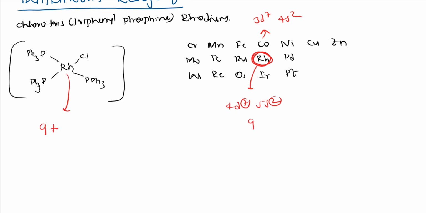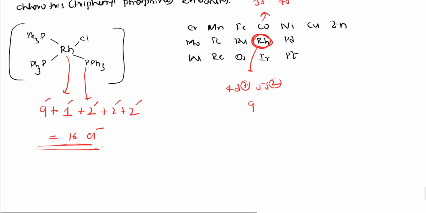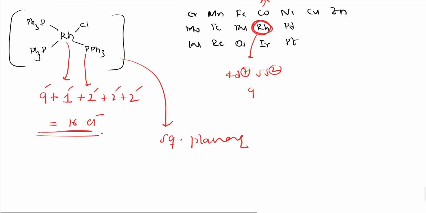From chlorine we get 1. Each phosphorus donates its lone pair, so 2 electrons each, totally 3 phosphorus, so 2 plus 2 plus 2. If you count, it will be 9 plus 1, 10, 11, 12, 13, 14, 15, 16. So it has 16 electrons, and the structure of this rhodium complex is square planar. I hope I explained everything.